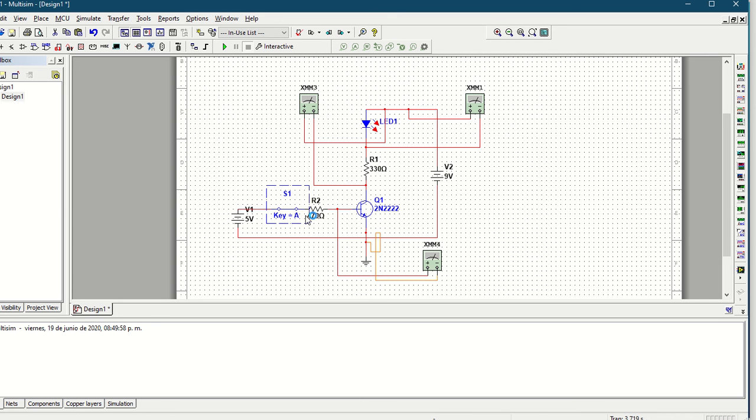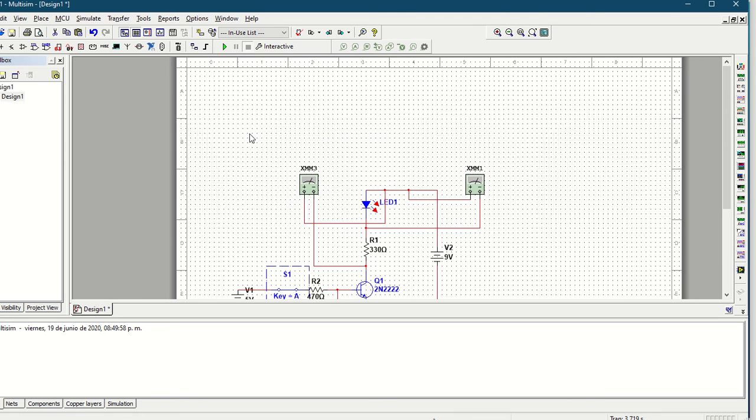Then we have the resistor for the base of the transistor, which is 470 ohms. And here we have the voltage source. This could be a microcontroller or anything. And here I just put a switch. This is going to be like our microcontroller, because it gives a 0 or a 1, meaning 0 volts or 5 volts. So let's run the simulation.